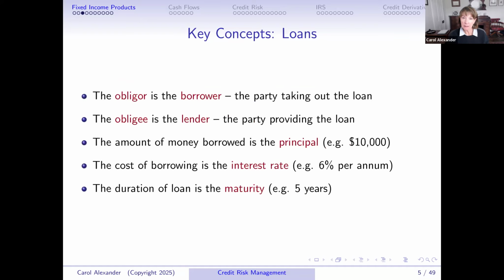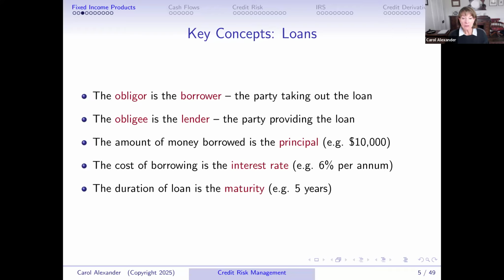So let's go back to loans, which you will have covered already. So this is just to remind you of some of the key terminology. The obligor is the borrower. That's the party taking out a loan. And the obligee is the lender, the party providing the loan. Usually it's a company that is the obligor and a bank that is the obligee.